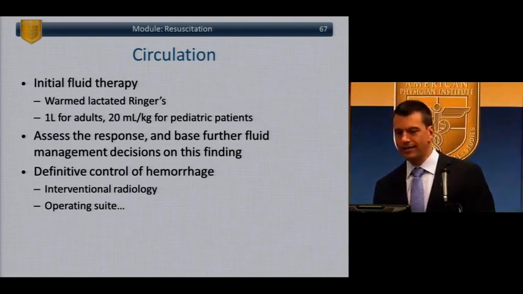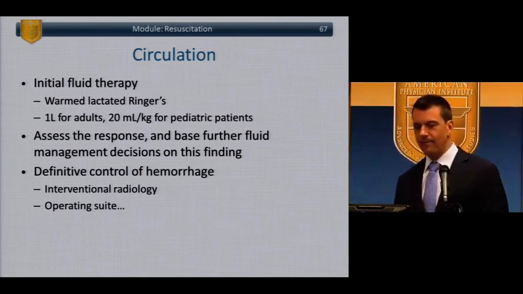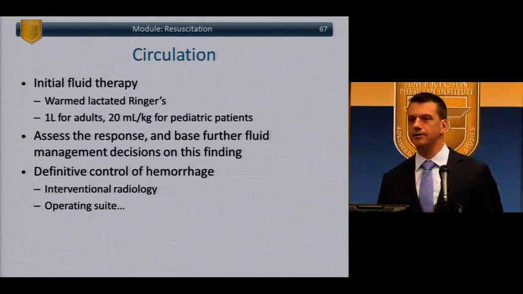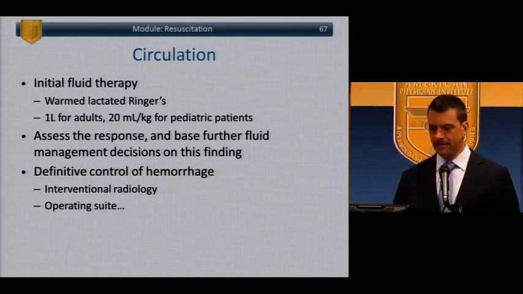Again, warm Lactated Ringer's, it's 1 liter for adults, 20 cc's per kilo in kids. Assess your response and then see where you are and go from there. You want to get definitive control of any hemorrhage, whether that's IR, tourniquet, OR, somewhere. You got to stop the bleeding. If it's ongoing, it's game over, right? If you can't get ahead of it.